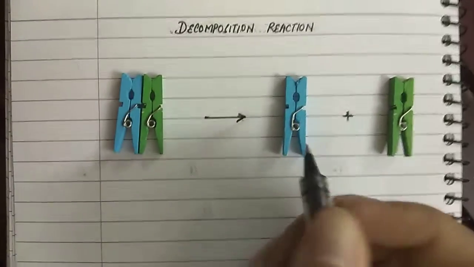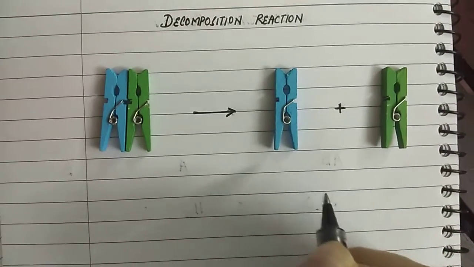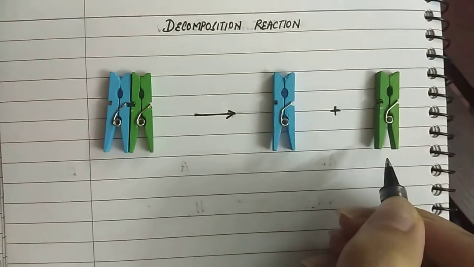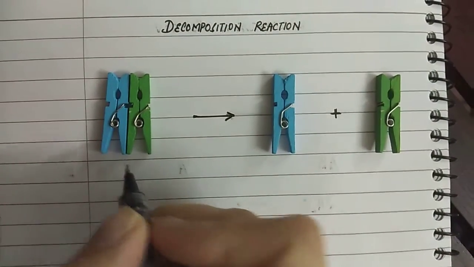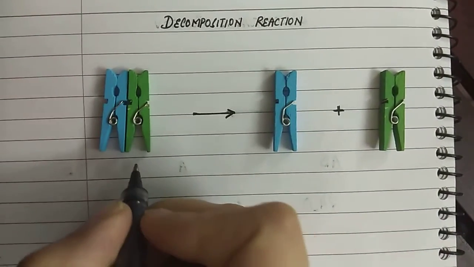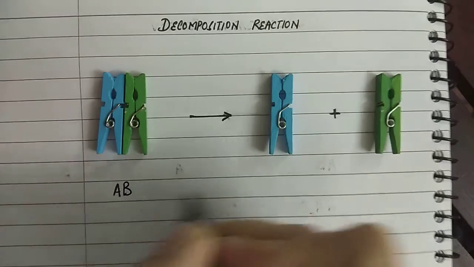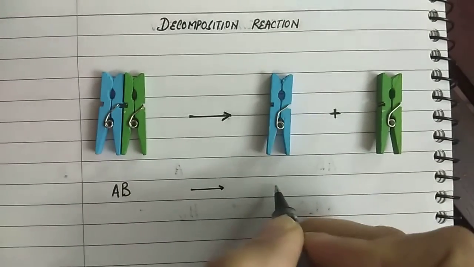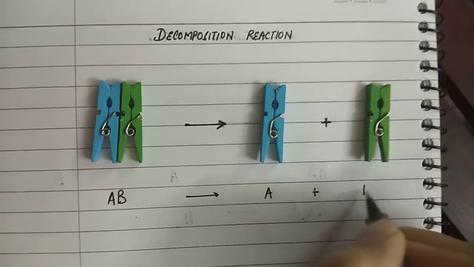Now let us understand decomposition reaction. Now in the combination reaction, what we saw was that A and B, they combine together to give a single product AB. Now decomposition is just the opposite of combination. In decomposition, AB is breaking down to produce A and B.